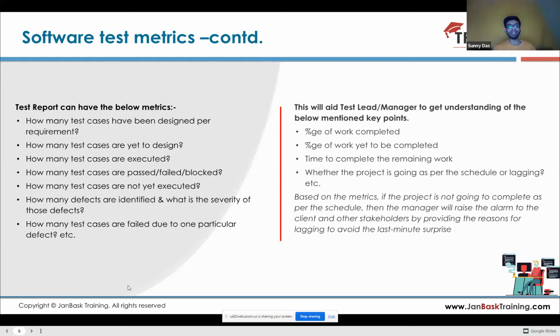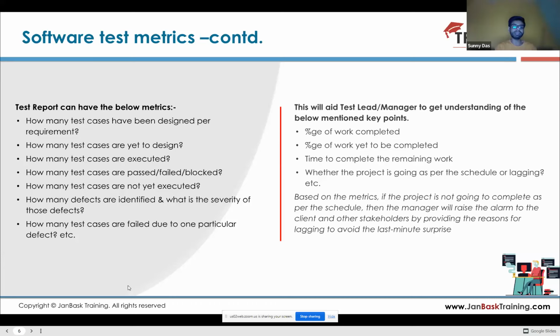Then, how many test cases are yet to be designed? Suppose there are 10 requirements and you have written test cases for 6 requirements, and you have almost 30 or say 40 test cases. That will give you the idea that 4 more requirements are there, so it will take around 20 to 25 more test cases to be designed, right? And then, how many test cases are executed? Once it is in the execution phase, if you have 50 test cases and you have executed 20, there will be 30 test cases left to be executed.